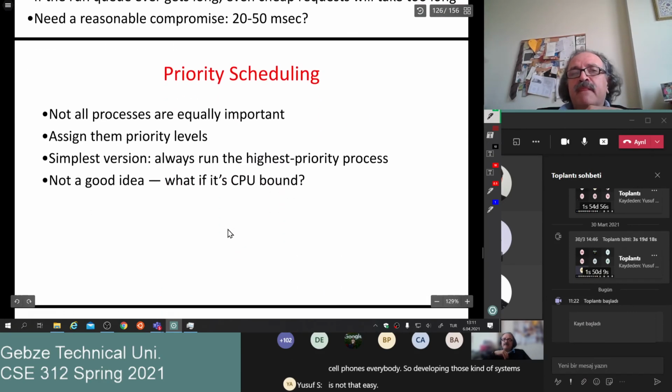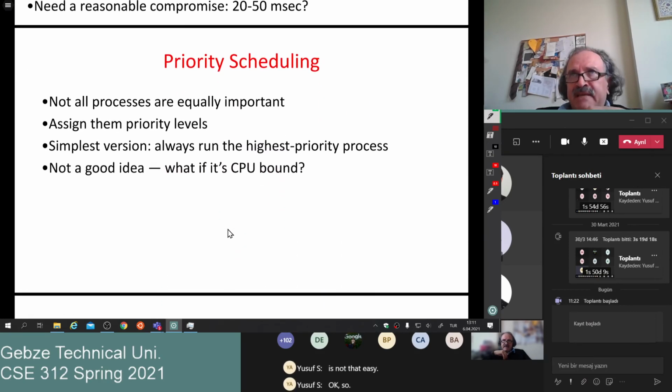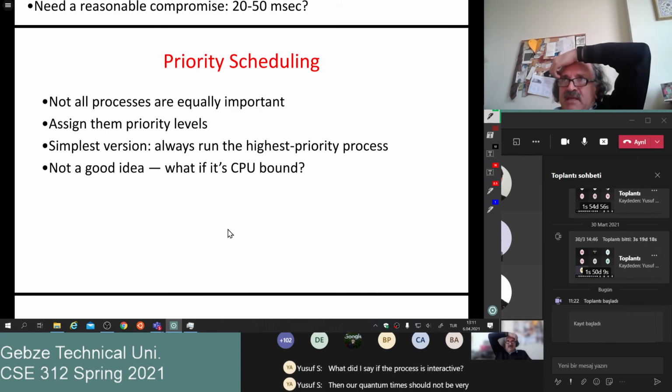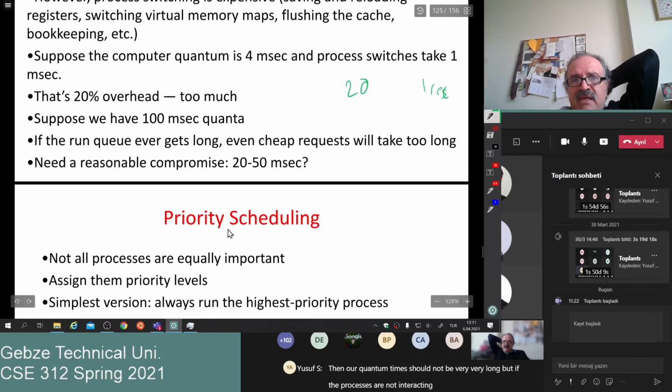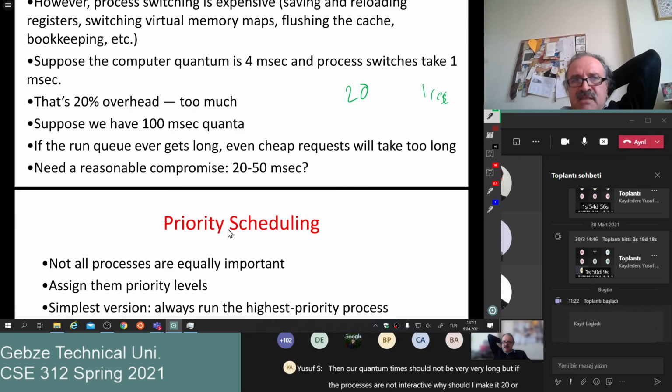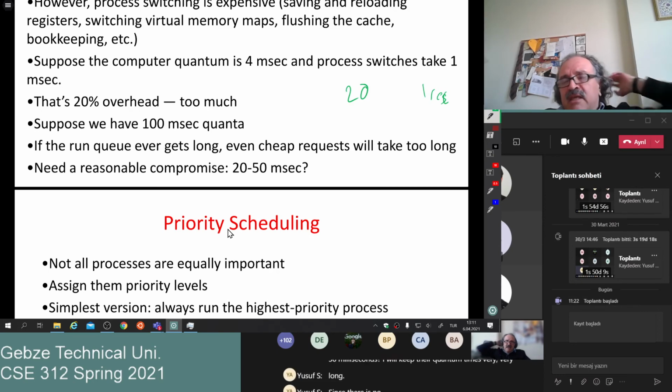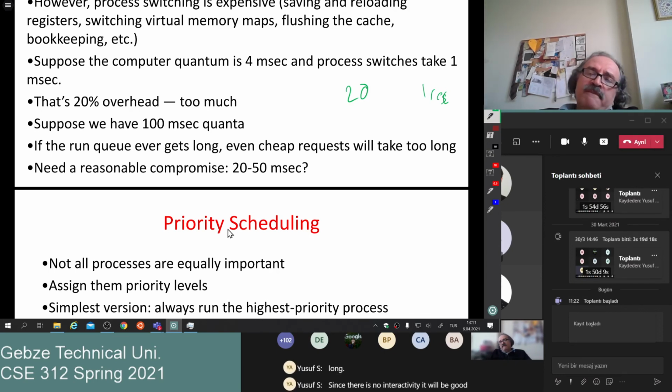Okay, so what did I say? If the process is interactive, then our quantum times should not be very, very long. But if the processes are not interactive, why should I make it 20 or 50 milliseconds? I will keep their quantum times very, very long. Since there is no interactivity, it will be good for me to have fewer switching counts.